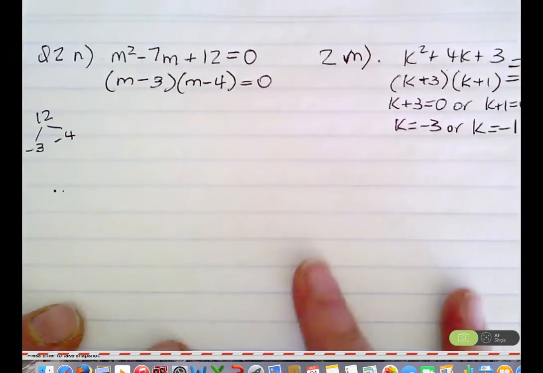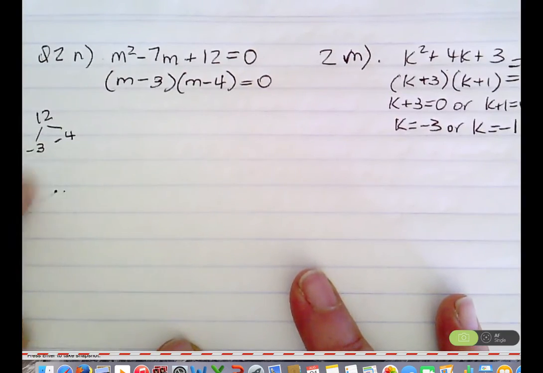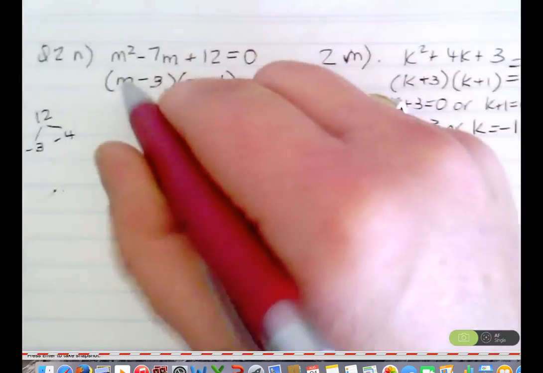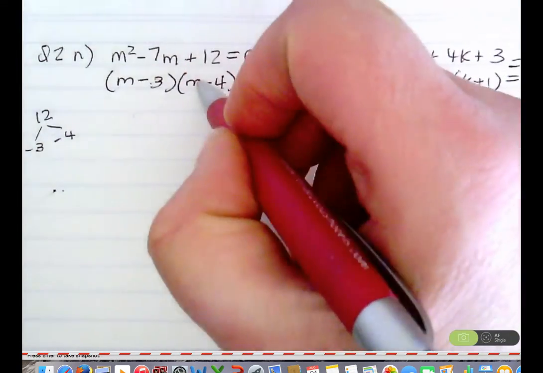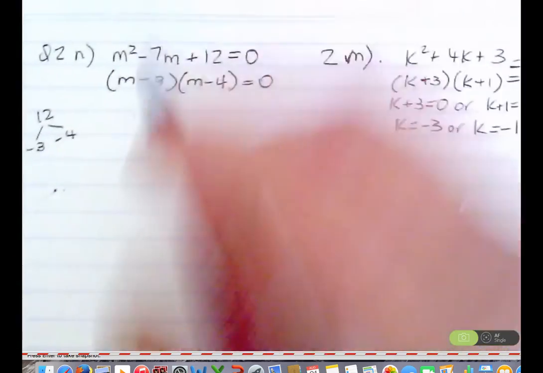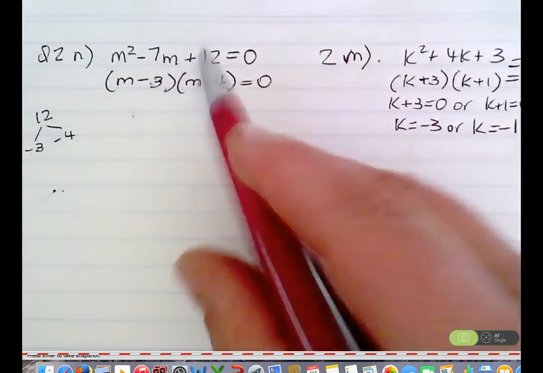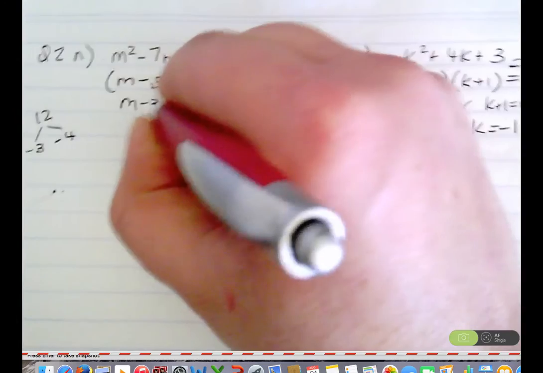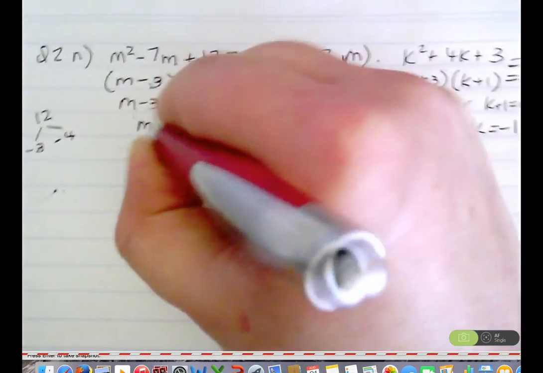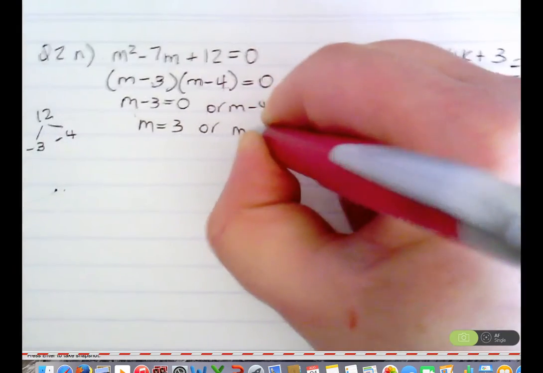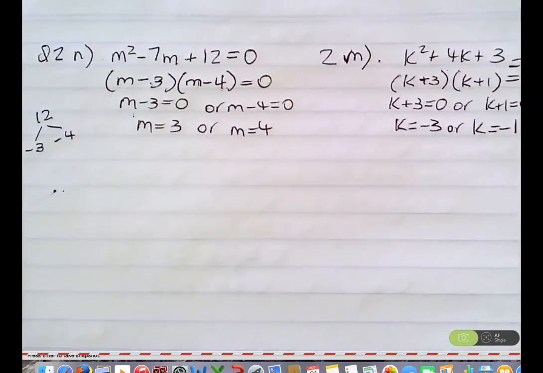Girls, do you want me to do the crisscross? Or are you okay with this? So just checking, ladies. We've got m squared minus 4m minus 3m plus 12. That does give me m squared minus 7m plus 12. So m minus 3 is 0 or m minus 4 is 0. Therefore, m is 3 or m is 4.